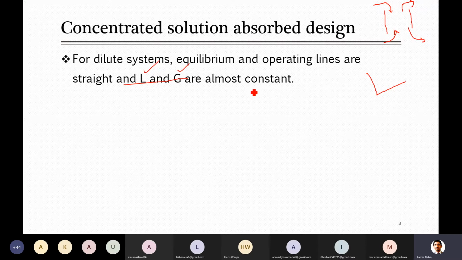But suppose now you have a concentrated solution. Let me give you an example. For example, you want to remove ammonia from an air stream, and the ammonia is, let's say, 10% of the vapor stream. For example, if the flow rate is 100 kg mole per hour, then 10 kg mole per hour is ammonia, which is 10% of the overall gas stream.